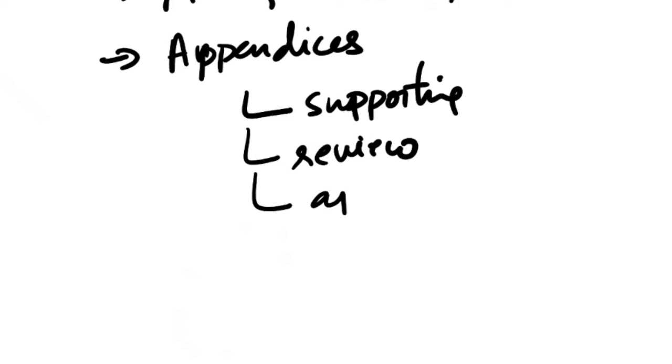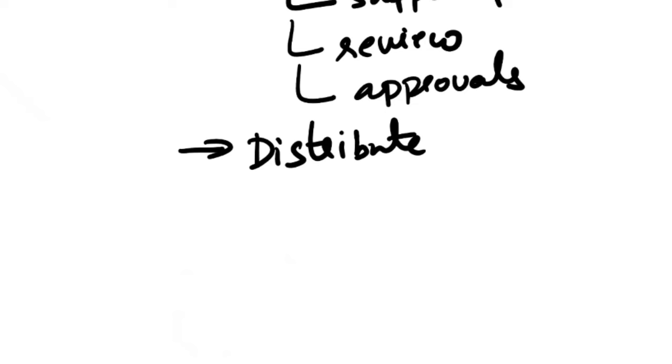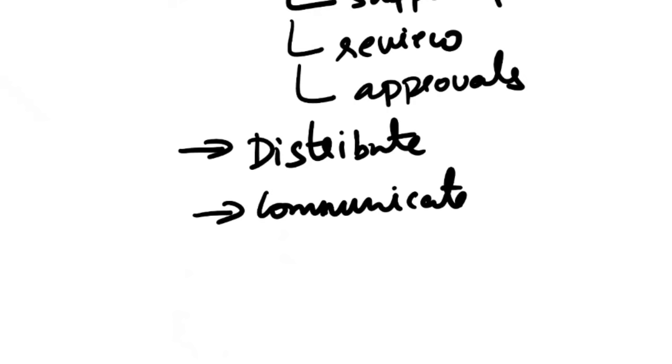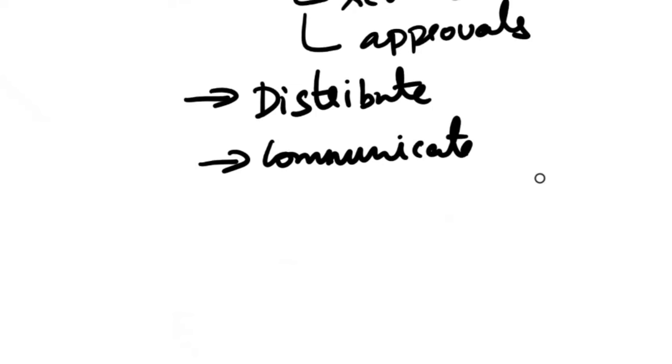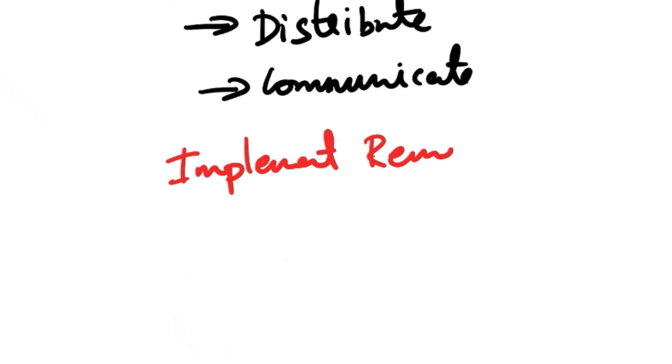And then you obtain appropriate approvals from audit management, senior management, audit committees, or other relevant stakeholders before releasing the report. Next step is to distribute the audit report to relevant stakeholders, including management, audit committees, IT personnel, and other relevant departments. Also, communicate the key findings, conclusions, and recommendations to stakeholders through presentations, meetings, or other communication channels as needed.